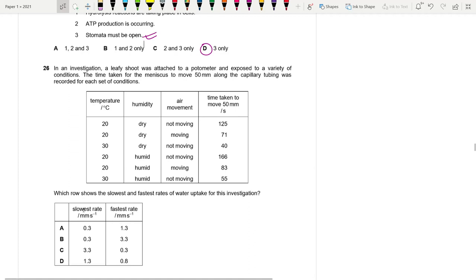26. In an investigation, a leafy shoot was attached to a potometer and exposed to a variety of conditions. The time taken for the meniscus to move 50 millimeters along the capillary tubing was recorded for each set of conditions. Which row shows the slowest and fastest rate of uptake for the investigation? Okay, fastest, slowest. Millimeter per second, right?